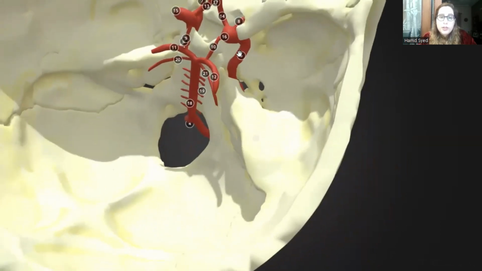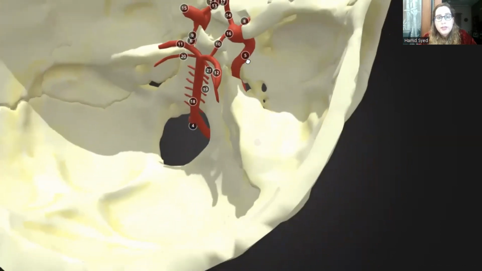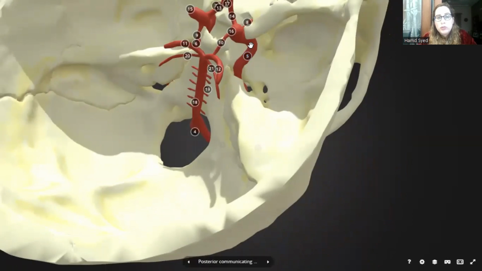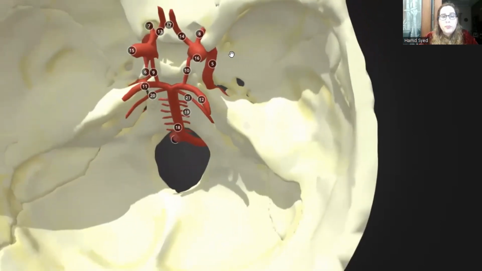Over here, the anterior one, labeled number 5, is the internal carotid artery, which enters the skull through the carotid canal of the temporal bone. As it enters, it travels through the cavernous sinus, and then it terminates by dividing into, you can see over here, the anterior cerebral artery and the middle cerebral artery. The anterior is the smaller terminal branch, and the middle cerebral artery, labeled 16, is the larger terminal branch of the internal carotid artery.